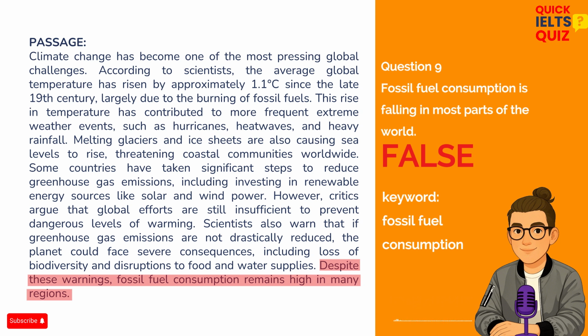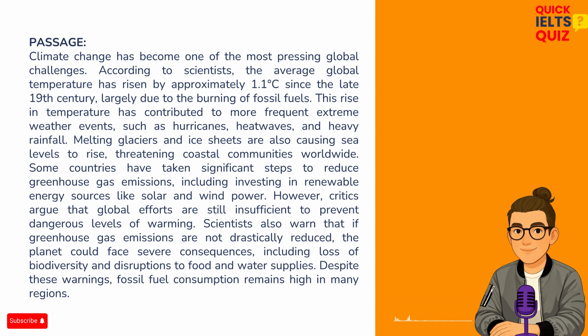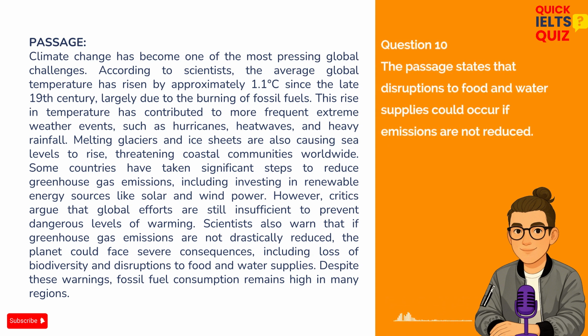Finally, let's look at question 10. This one is about possible threats to food and water. Keep an eye out for cause and effect details in the passage. Question 10, the passage states that disruptions to food and water supplies could occur if emissions are not reduced. You have 5 seconds to think.